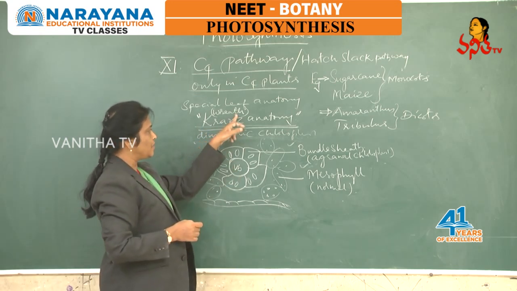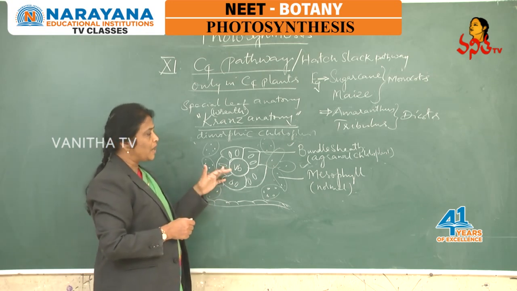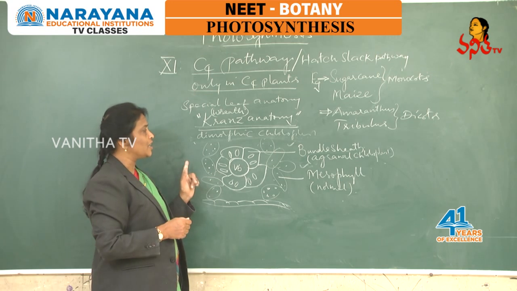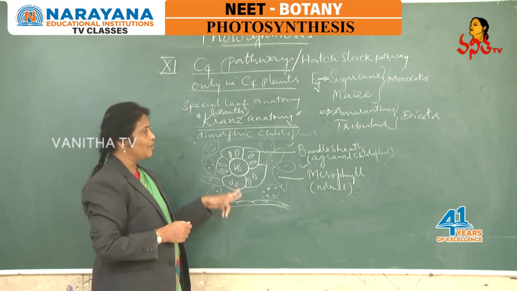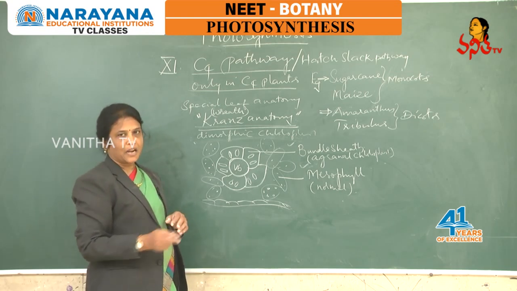So which part represents that wreath-like arrangement? Bundle sheath. And here both bundle sheath and mesophyll cells contain chloroplasts and are involved in the dark phase mechanism. That is Kranz anatomy, specially associated with C4 plants.